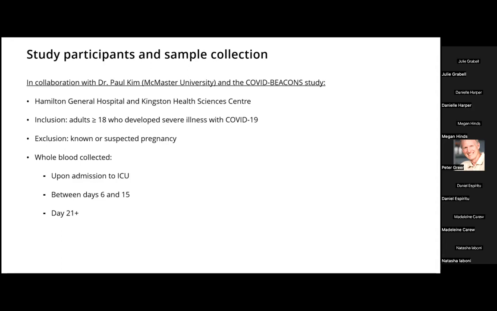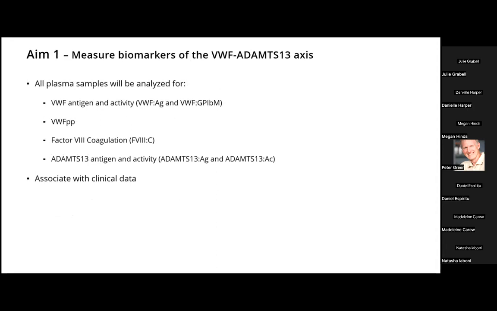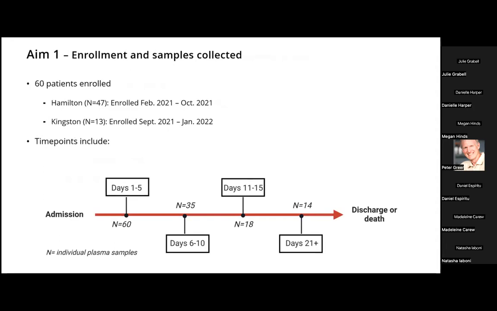So samples were to be collected upon admission to ICU, and then periodically between days 6 and 15, and then finally at day 21 and beyond for patients who remained in ICU. And the biomarkers measured include VWF antigen and activity, VWF propeptide, factor VIII, ADAMTS13 antigen and activity, and then using this data, hopefully identify some associations with clinical data.